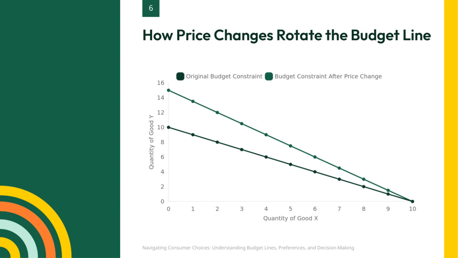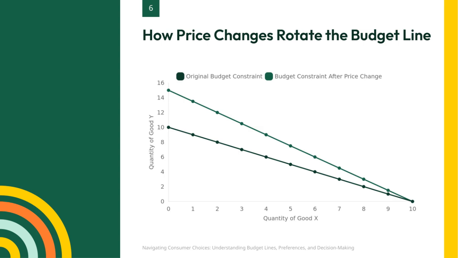When the price of good X decreases, the consumer can afford more of good X for the same budget, expanding the possibilities. Conversely, if the price increases, the budget constraint contracts, limiting the quantity of good X the consumer can buy. This visual clearly demonstrates the direct relationship between price changes and shifts in the budget line, which is fundamental in consumer choice theory.